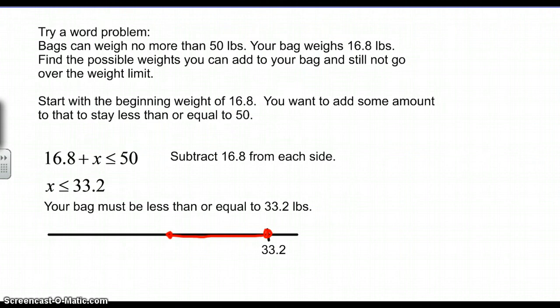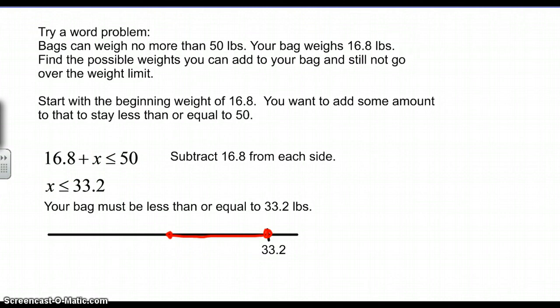Let's try a word problem. When you're boarding a plane, your bag can weigh no more than 50 pounds, and you know your bag weighs 16.8 pounds. We want to find the possible weights you can add to your bag and still not go over the weight limit. So you start with the beginning weight that you have of 16.8, and you know you want to add some amount to that, we're going to call that x, to stay less than or equal to 50.